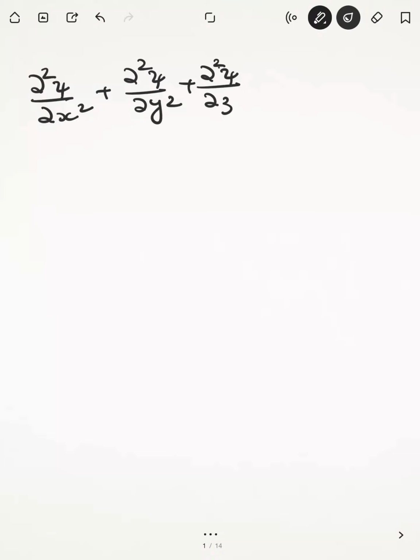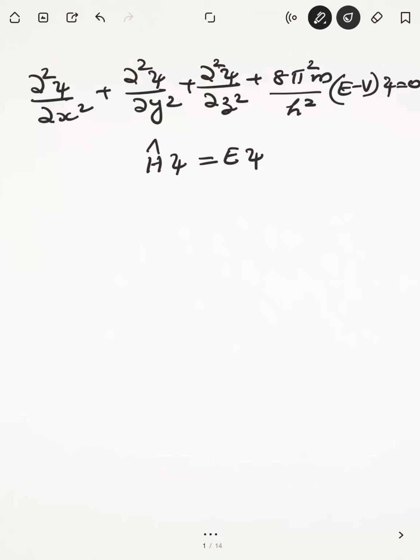Yesterday, we were dealing with the Schrodinger wave equation, that is del square psi by del x square plus del square psi by del y square plus del square psi by del z square plus 8 pi square m by h square into E minus V into psi is equal to 0. E is total energy, V is potential energy. This entire Schrodinger wave equation is written as H psi is equal to E psi. H is the Hamiltonian operator and psi is the wave function. Psi is the wave function for electron, E is the energy. So, H psi is equal to E psi.